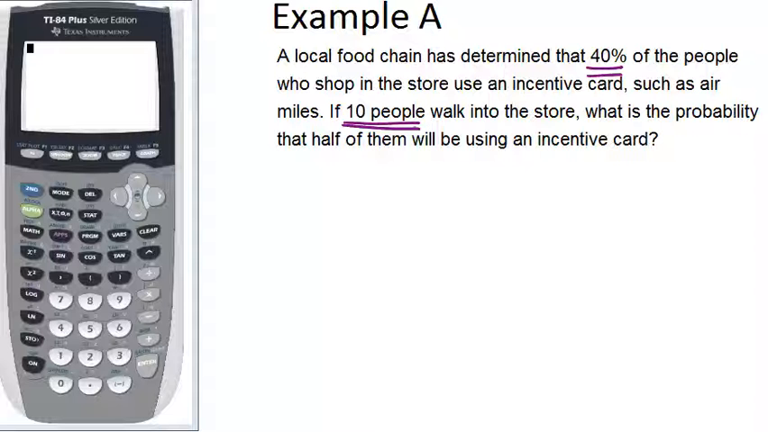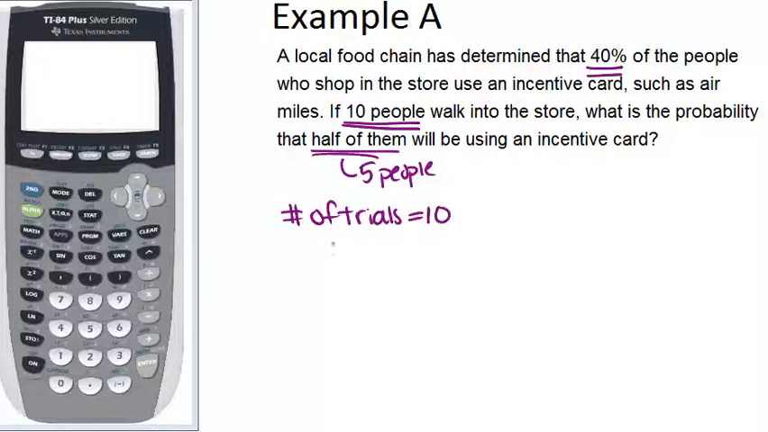And we want to know the probability that half of them, which would be 5 people, will be using the incentive card. So we have the number of trials is 10. The probability is 40% or 0.4. And our x value, which is the number of successes we're wondering about the probability for, is 5. So we want to know, in this case, the probability that x equals 5. And that's what we're trying to figure out.